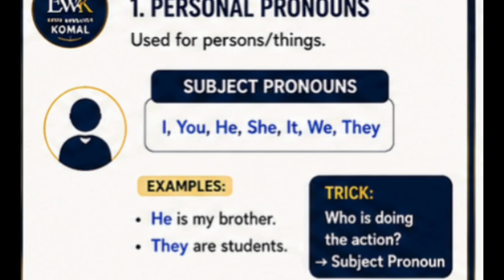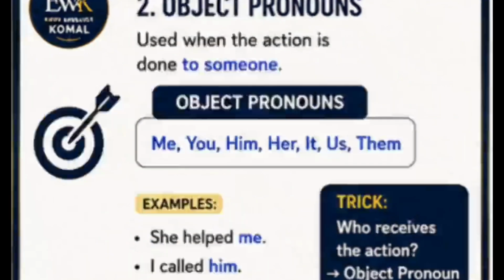Next, let's see part 2 of personal pronouns, that is object pronouns, used when the action is done to someone. Here we have to see: subject pronoun is about who is doing the action. And object pronouns are used when the action is done to someone. And which are the object pronouns?